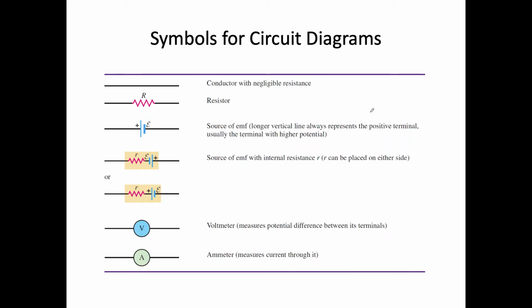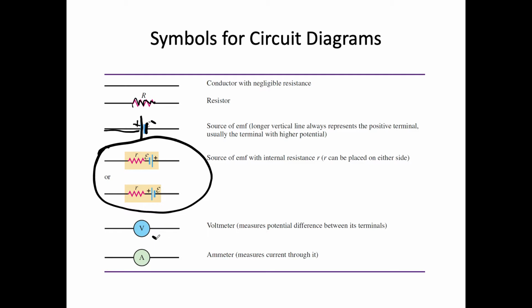And then for a circuit, you can have a resistor, using this zig-zag symbol to represent it. You have EMF. Now how to draw EMF? You draw one longer line, then one shorter line. The longer line represents the positive end of the EMF. This is an ideal EMF without any internal resistance, and you have a realistic EMF which can have some internal resistance.